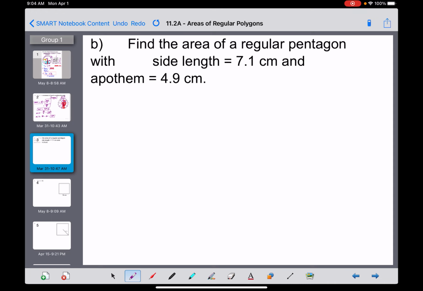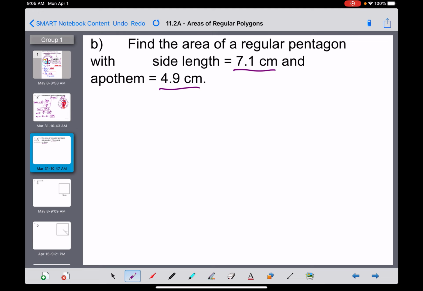Okay, here's a second problem here, guys. This one is pretty straightforward, and I think I've given you a couple of these on the homework assignment for 11.2a. Find the area of a regular pentagon with a side length of 7.1 centimeters and an apothem of 4.9 centimeters. Now, those numbers seem pretty random, but there's actually some work that went into that.